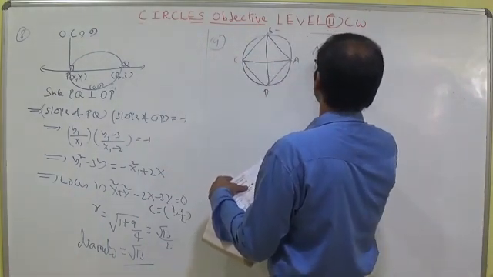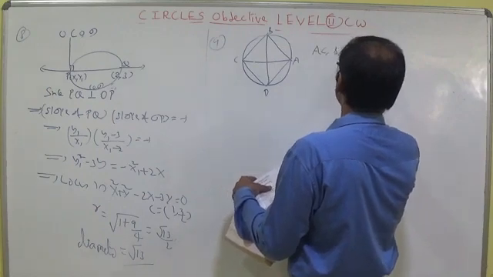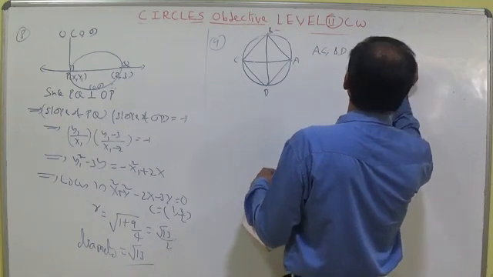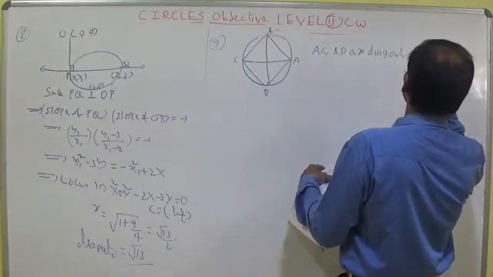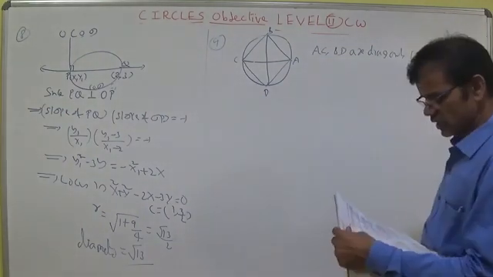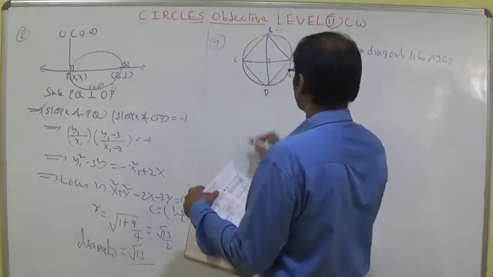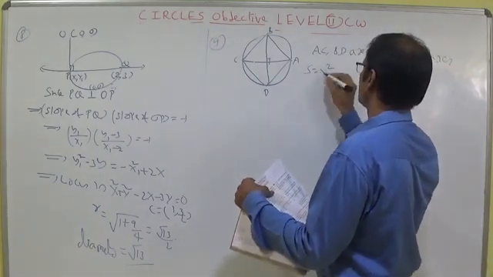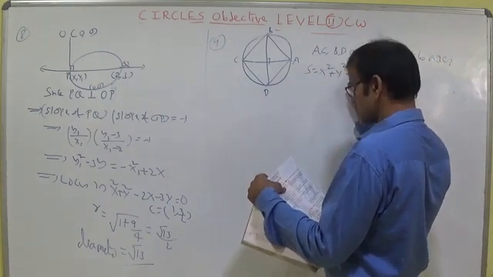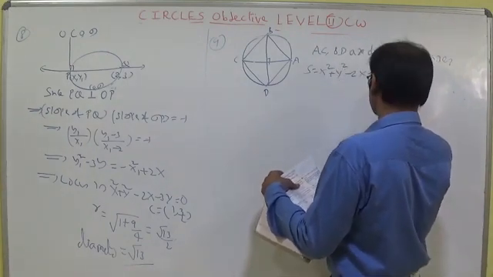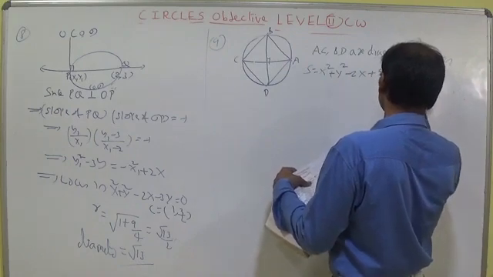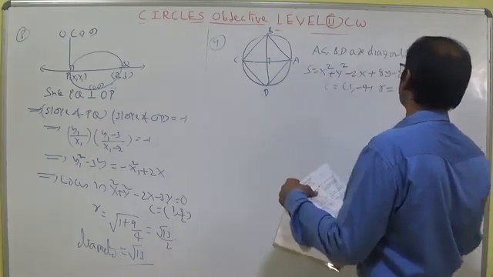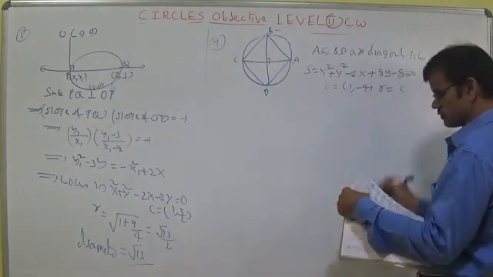AC, BD are diagonals which are parallel to the coordinate axes. We know that the diagonals are perpendicular because they are parallel to the coordinate axes. Circle S is given as x square plus y square minus 2x plus 8y minus 8 equal to 0. So the center you can write as (1, -4). Radius is root of 1 plus 16 plus 8, so it is 5.